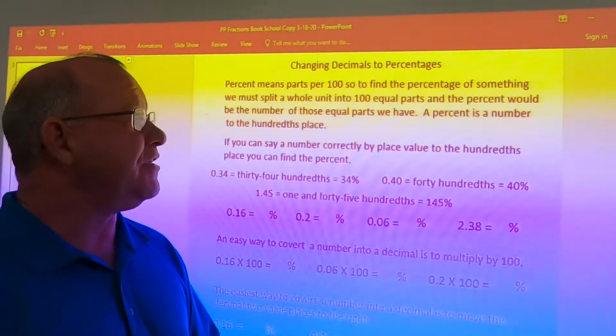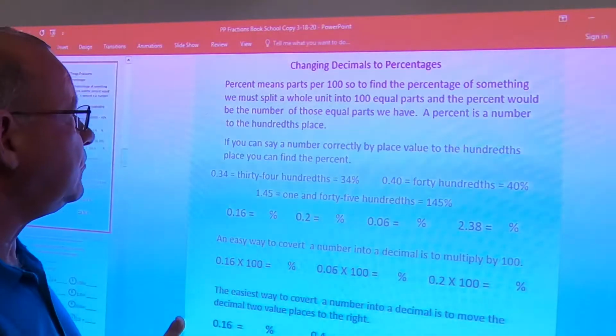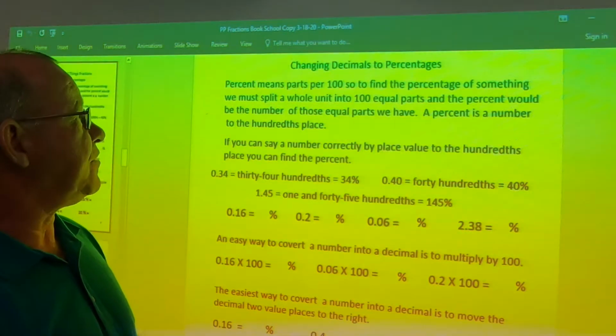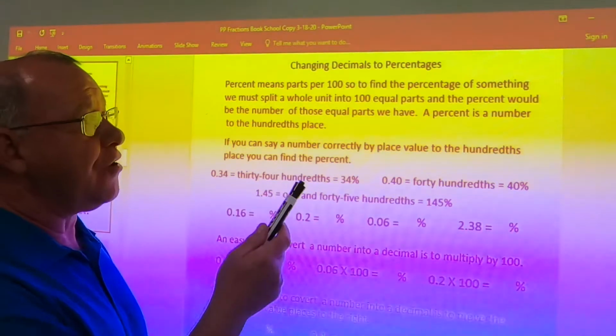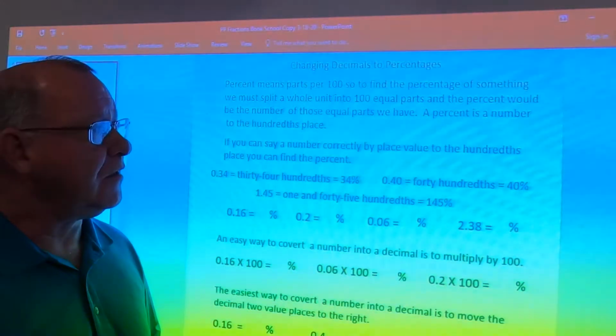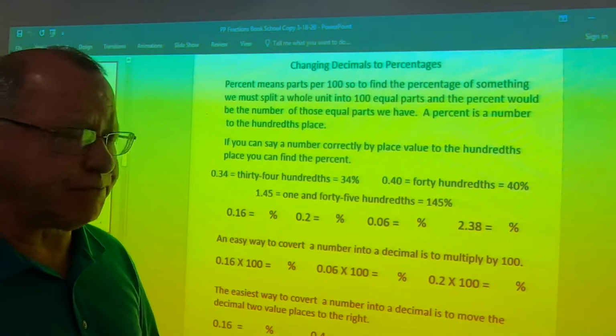Today we're going to talk about changing decimals to percentages. A percent means parts per hundred. So to find a percentage of something, we must split a whole unit into 100 equal parts, and then the percent would be the number of those equal parts we have. A percent is a number to the hundreds place.